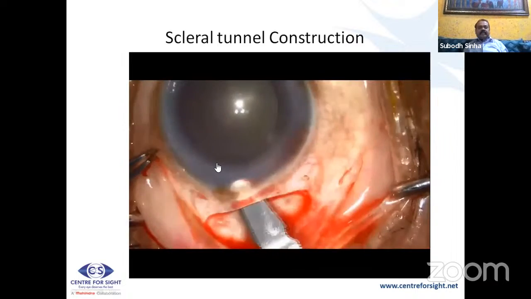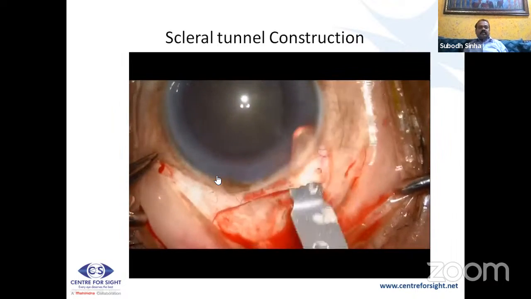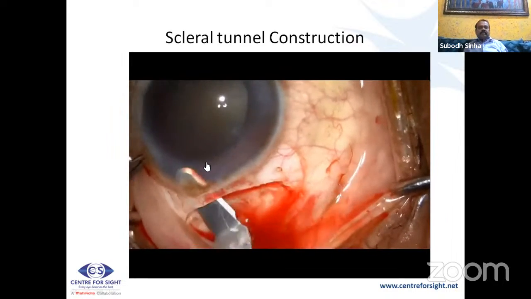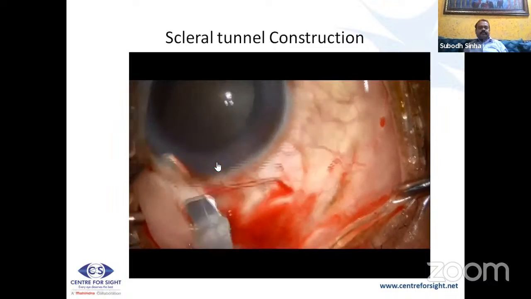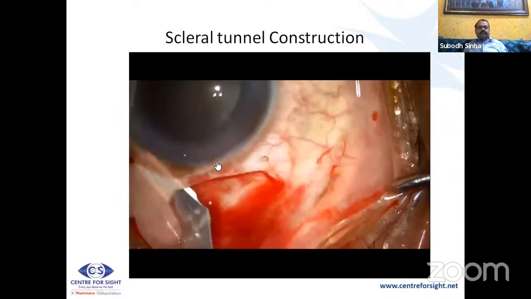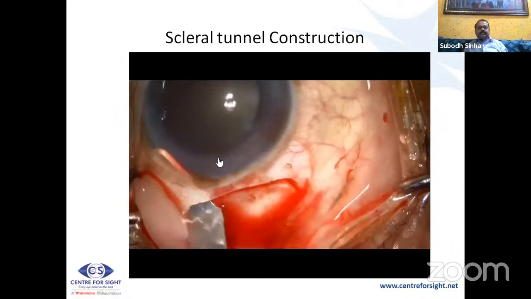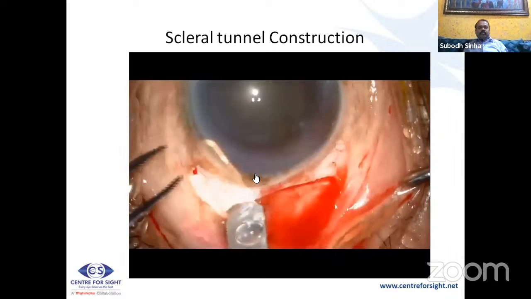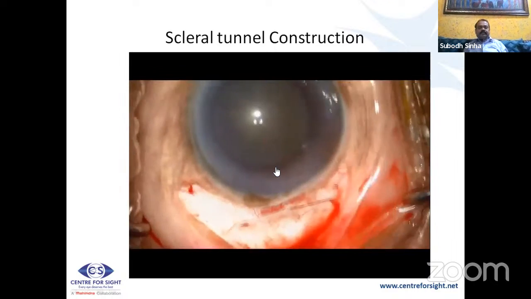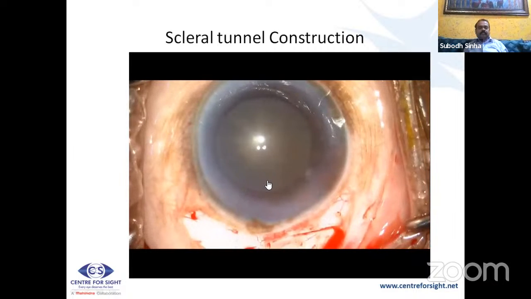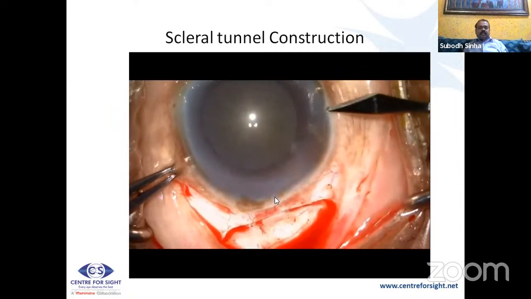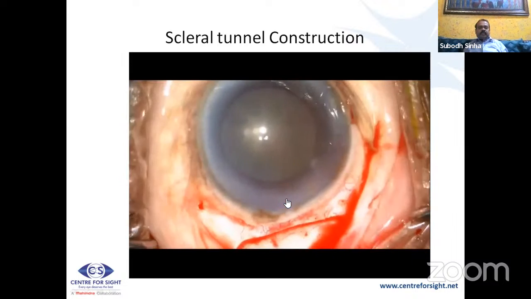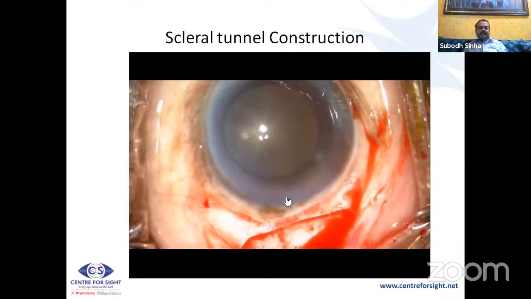For a cataract like this, you have to make a side port, this side pocket, on both sides. We are going 1 to 2 millimeter into the cornea. After making this incision, we are going ahead with the rhexis part.